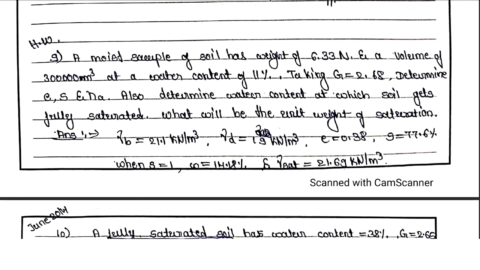Answers I have also given over here. Bulk unit weight is equal to 21.1, dry unit weight is equal to 19, e is equal to 0.38, S is equal to 77.6. When S is equal to 1, these are the answers for case number 2: water content will be 14.18 and the saturated unit weight will be 21.69 kilonewton per meter cube. I have given it sequentially. First you need to find the bulk density. By using this bulk density you can find the dry density. By using this dry density you can find e, and by using this e you can find S.